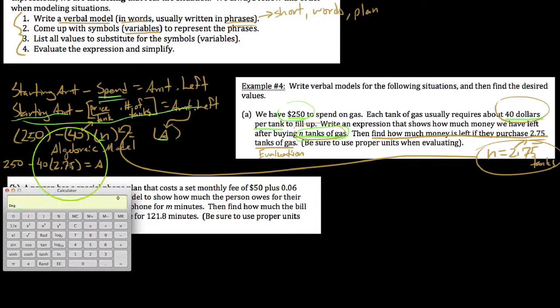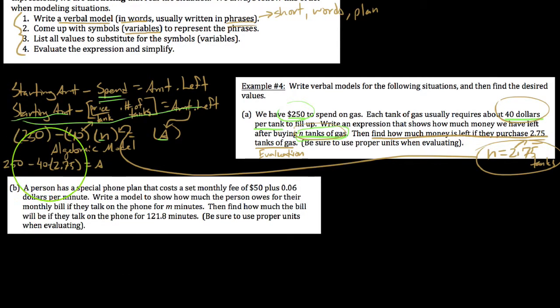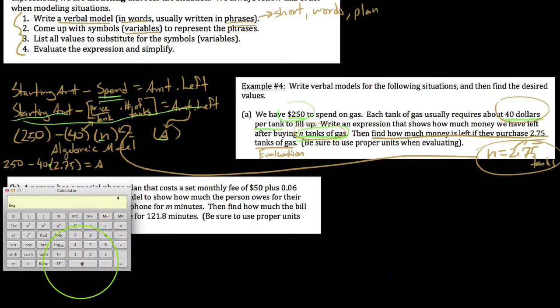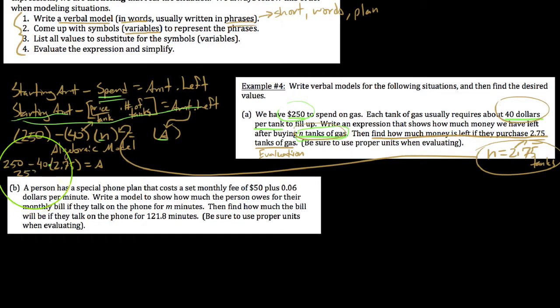In terms of evaluating this expression on the left, we have to do our multiplication first. So we say 40 times 2.75. We'd have 40 times 2.75 was 110. So now we say this is the same thing as 250 minus 110 is the remaining amount, and 250 minus 110 is going to leave us with $140.